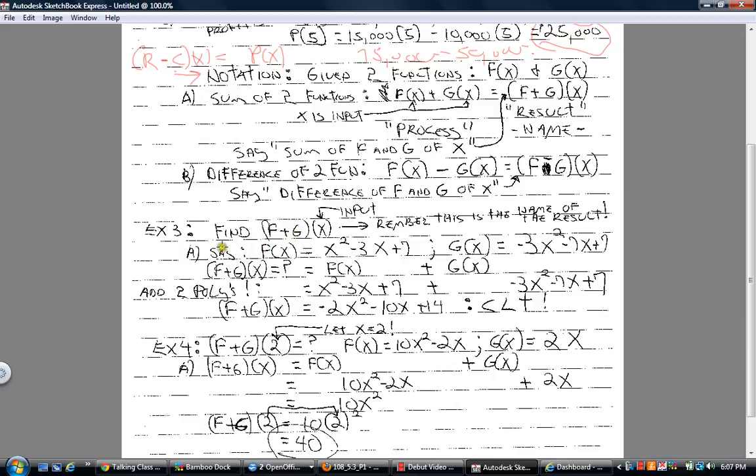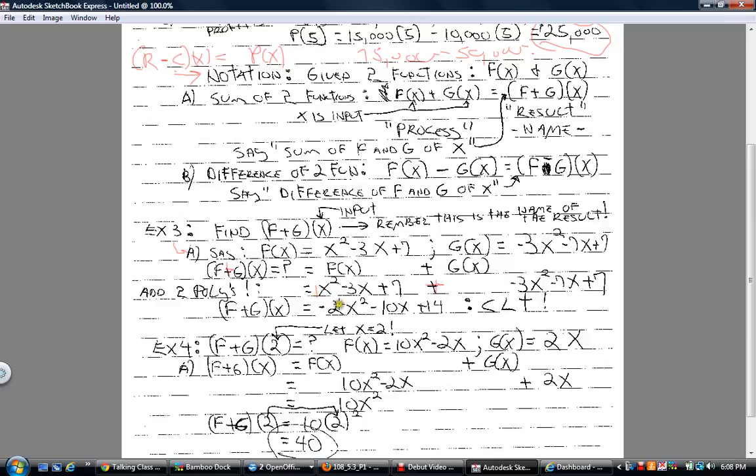They tell you the first function here in example 3a is x squared minus 3x plus 7. The second function is given to you as negative 3x squared minus 7x plus 7. They want you to add them up. What will the result be relative to x, the whole variable? So substitute the polynomials in for here. g of x is equal to this polynomial. Put them in, add them together because the notation tells you to add from right here, and combine like terms.